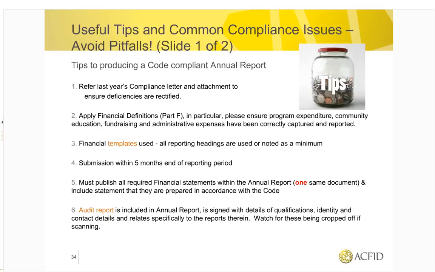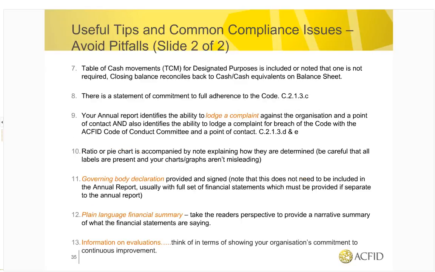Again, submission within 5 months of the end of the reporting period. Just covered that before. If you're running late, you're having problems meeting that, please get in touch. Again, code compliant financial statements must be in the annual report. They must be one and the same document, and they must have an audit report as well. So that's a very important one to make sure you cover off. As I say, there are cases where annual financial statements haven't been in annual reports, and it's much more difficult to fix them after the event than it is beforehand.